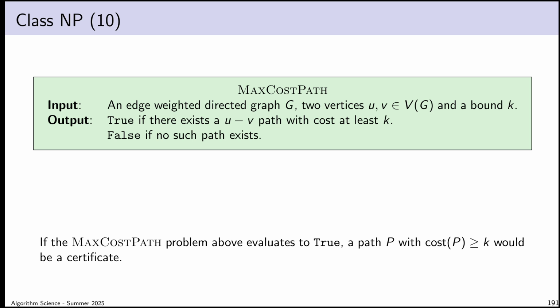Okay, what about max cost path? Now, the max cost path decision problem is, I give you a graph, I give you two endpoints, and I give you a bound, and I ask you, is there a path from U to V with cost at least K? Well, an obvious certificate of that would just be to provide the path. So if you hand me a path, I could easily verify that the cost of that path is greater than or equal to the bound K. Now, of course, there is more to it, because verifying this is just the tip of the iceberg.